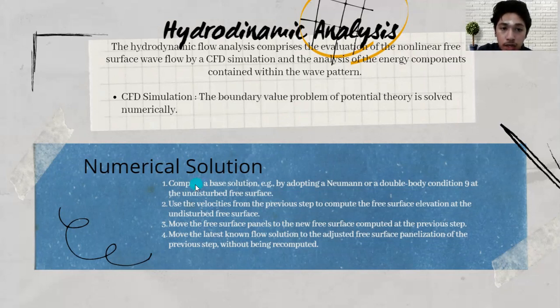In order to gain the numerical solution, first we compute the base solution, like adopting a Neumann or a double body condition at the undisturbed free surface. Then we use the velocities from the previous step to compute the free surface elevation. And then we move the free surface panels to the new free surface computed at the previous step. The last one, we move the latest known flow solution to the adjusted free surface panelization.